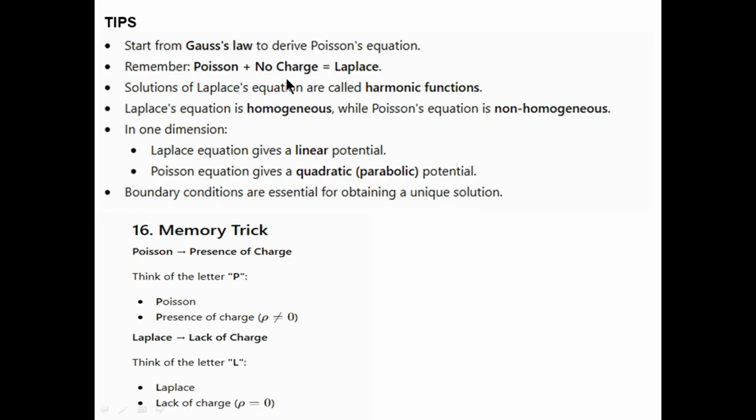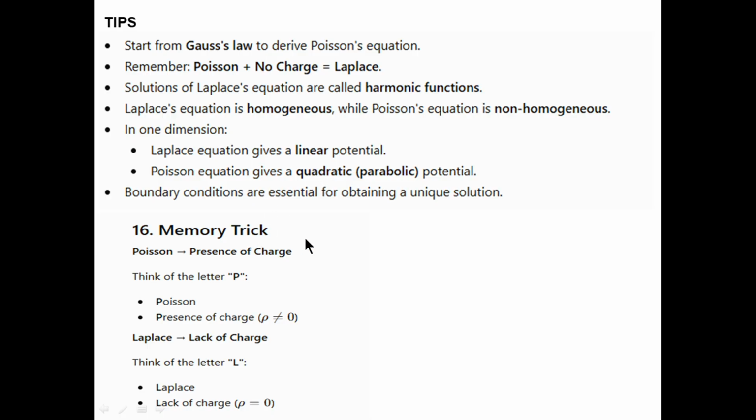Now there are some tips we have to remember. Gauss's law is used to derive Poisson's equation, and Poisson plus no charge is equal to Laplace. Solutions of the Laplace equation are called harmonic functions. The Laplace equation is homogeneous, Poisson's equation is non-homogeneous. In one dimension, the Laplace equation gives a linear potential, and the Poisson equation gives a quadratic potential. Boundary conditions are essential for obtaining a unique solution for both the Laplace equation as well as the Poisson equation.